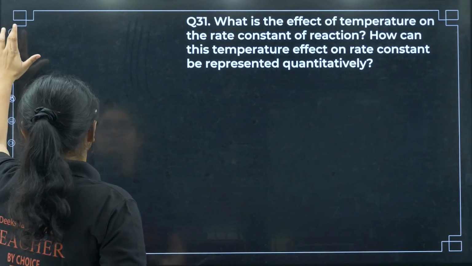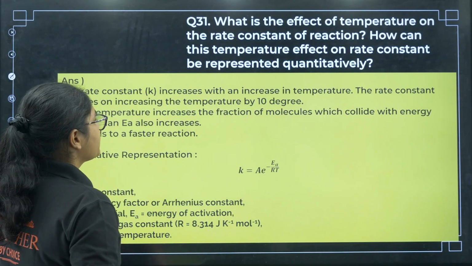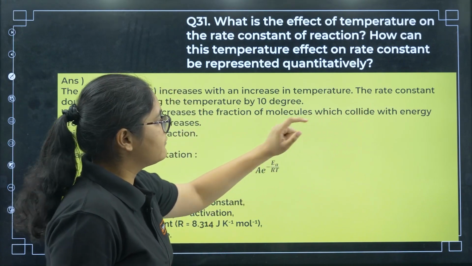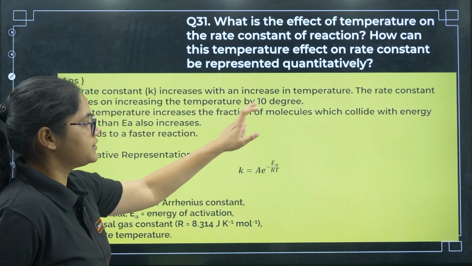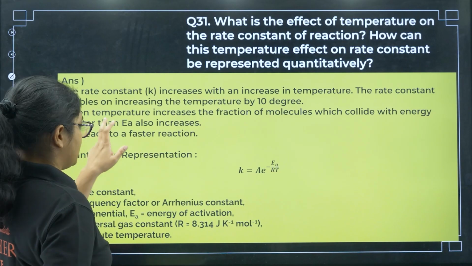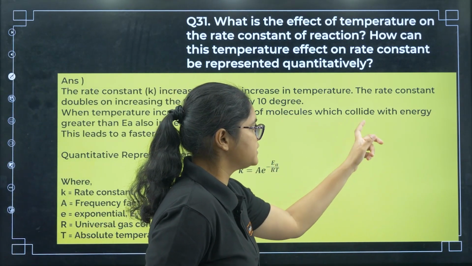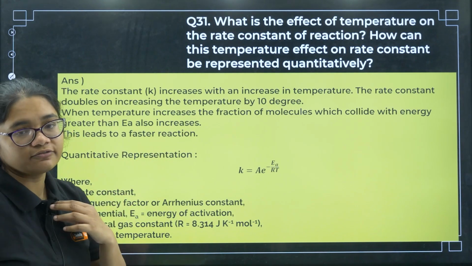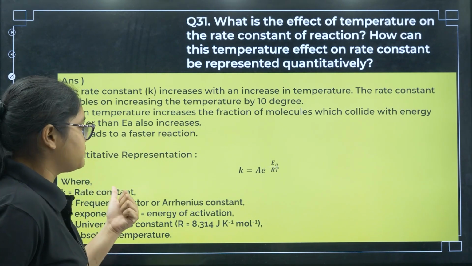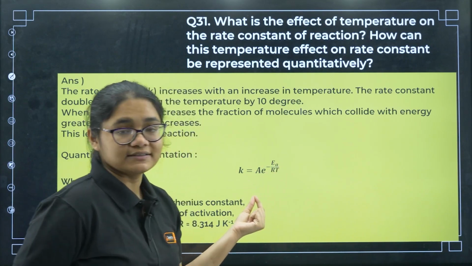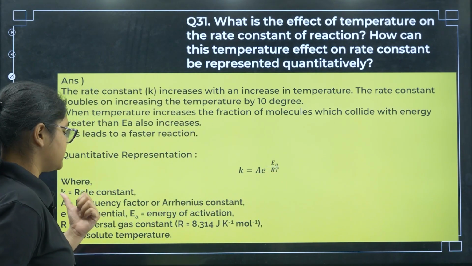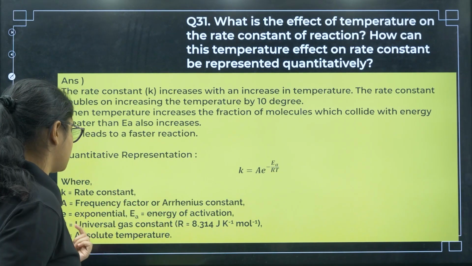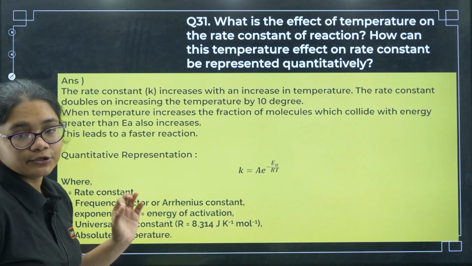Okay. So if I see here, you can see the rate constant increases with an increase in temperature. The rate constant doubles on increasing the temperature by 10 degrees. Now why does this happen? When the temperature increases, the fraction of the molecules which collide with energy greater than activation energy also increases, and this leads to a faster reaction. Now quantitative representation, k = A e^(-Ea/RT), where k is rate constant, A is your Arrhenius constant, e is your exponential, Ea is activation energy, R is gas constant, and T is absolute temperature.